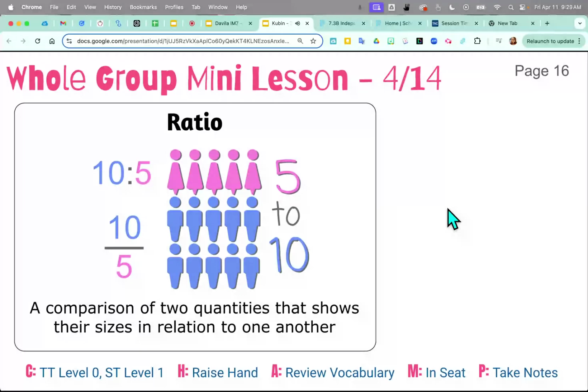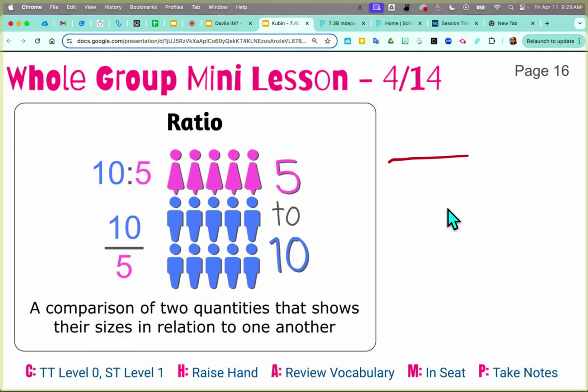Hey everyone, in this lesson we're going to review ratios and proportions. So I'm going to start with the vocabulary: a ratio is a comparison of two quantities. And a strategy that I use with all my students is that you are going to make a table.